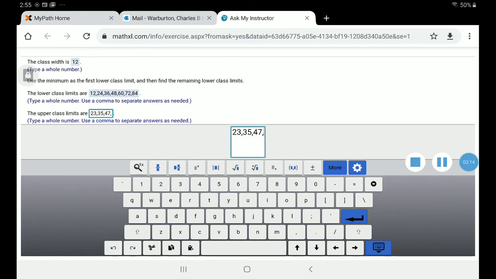One below 60 is 59. One below 72 is 71. Hopefully I haven't missed one. If I have, I'll just have to go back and recheck. One below 84 is 83.